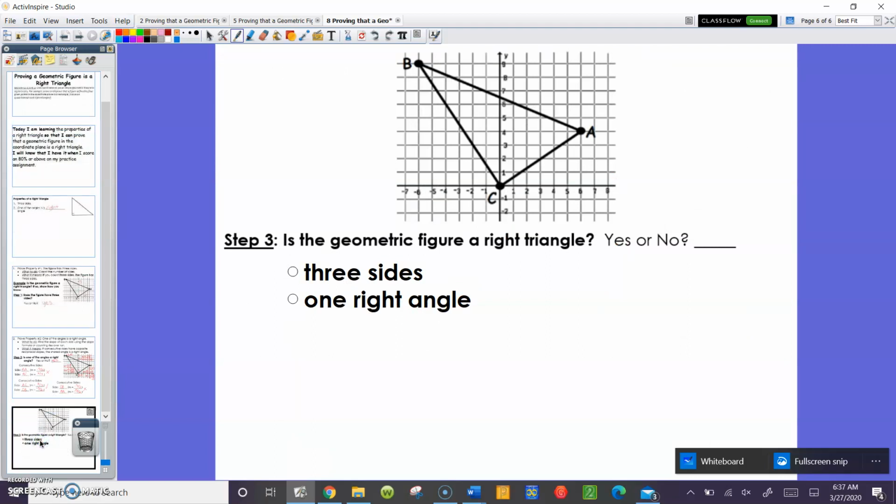So now finally we can answer the question: is the geometric figure a right triangle? Did it have 3 sides? Yes. Did we have one right angle? Yes. So is the figure a right triangle? Yes, it is.